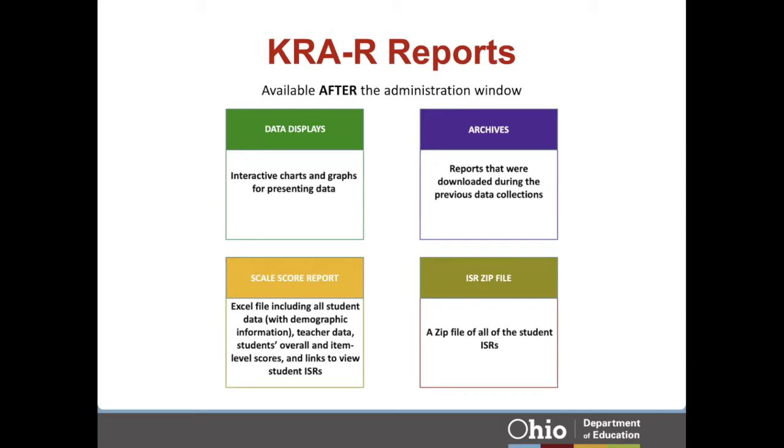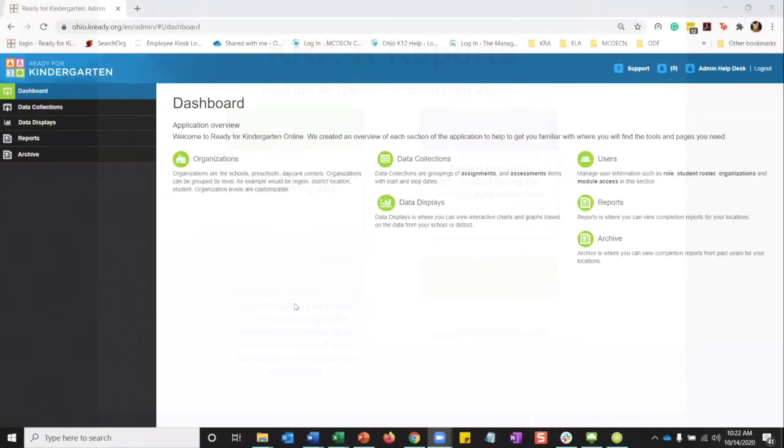Now, this is the report that's going to be submitted to the Department of Education. This is the report that contains all of the information, the teacher data, the student data, the overall and the item level scores. And so this is what we call the full report, again, that's going to be submitted at the end of the administration window. And then the ISR zip file is a file of all the ISRs in zip format. You can download that, and then you have access to all of your ISRs after all of the scores have been submitted.